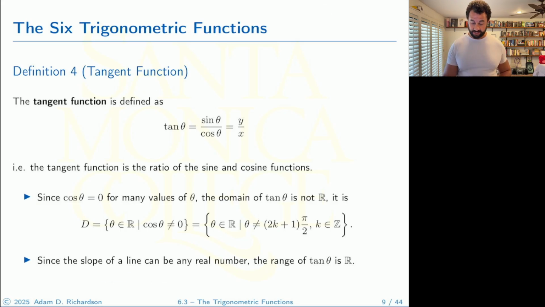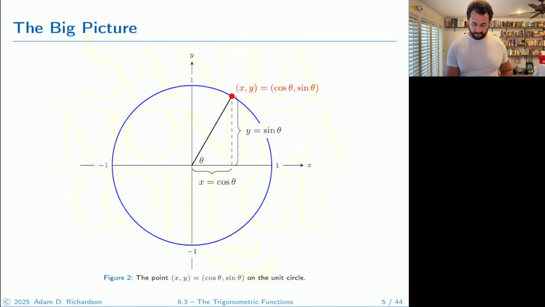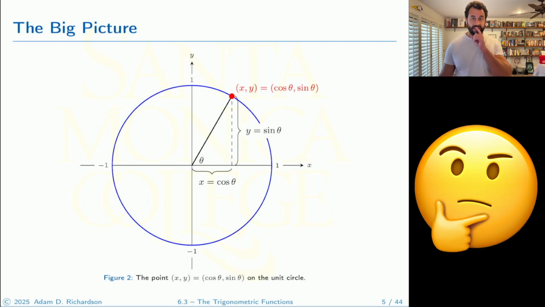What are we going to do? Go back to the big picture. Everything boils down to this big picture. Let me delete this for a second. Okay, now remember, the tangent of theta is the slope of this line, right? Well, what happens when theta is pi over 2? Well, what is the angle pi over 2? Do you remember it? Can you picture it?